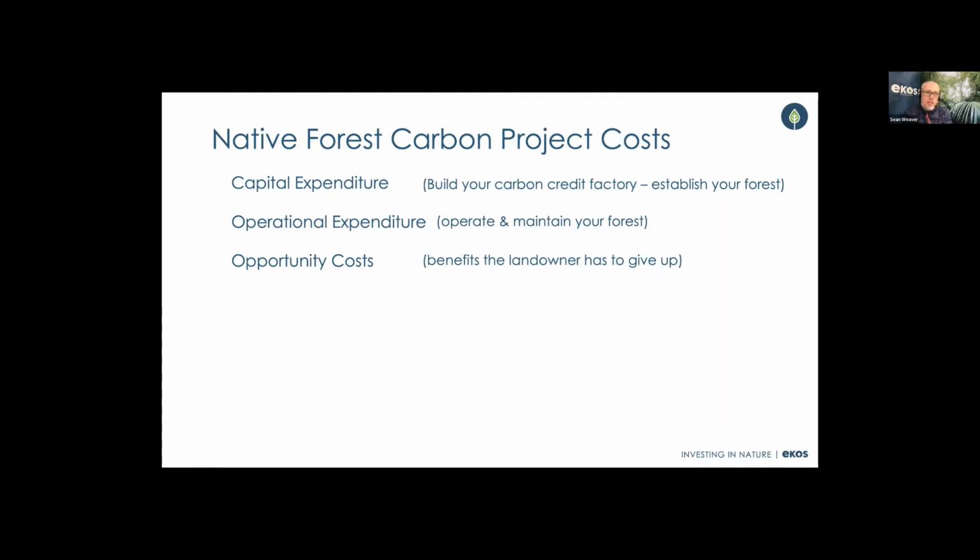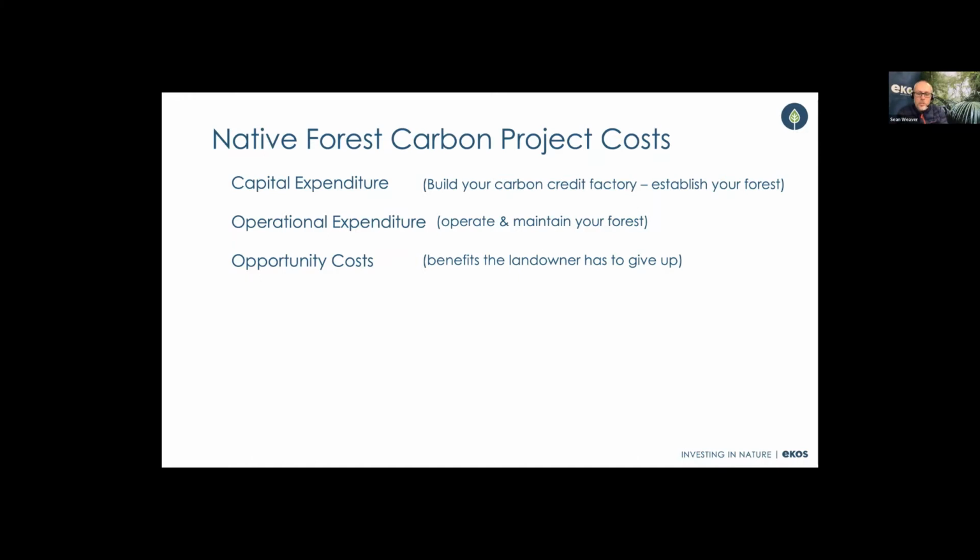So there's 3 major cost types when you do a project, especially a carbon project. You've got the capital expenditure element, which is to build your carbon credit factory, which is another way of saying to build your forest. Fundamentally, the forest is going to create carbon credits, and you're going to sell those carbon credits in order to fund the activity. And so you've got to establish your forest much of the time. Sometimes the forest is already established by nature. There's still a capital expenditure element to that, and I'll come back to that later.